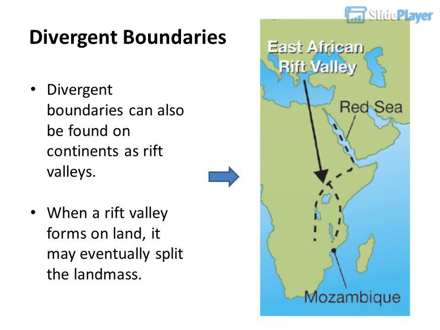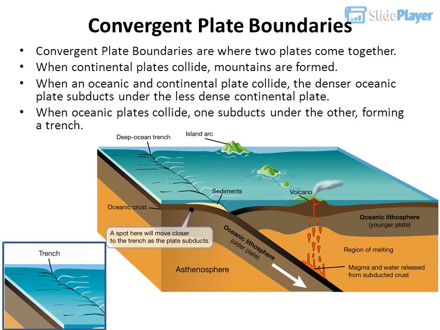Divergent boundaries can also be found on continents as rift valleys. When a rift valley forms on land, it may eventually split the land mass. Convergent plate boundaries. Convergent plate boundaries are where two plates come together.